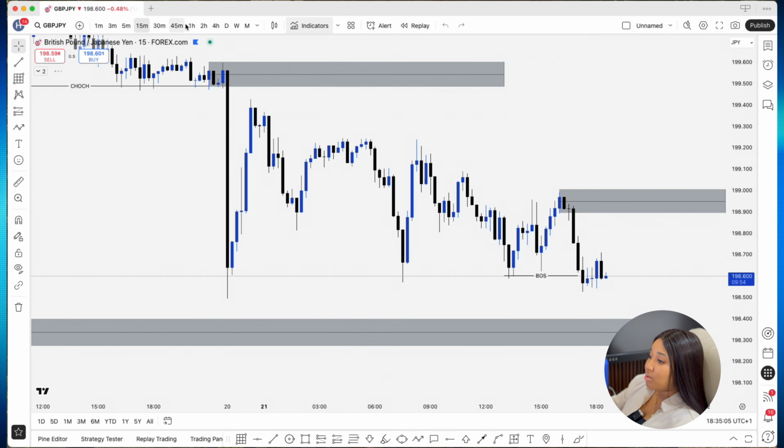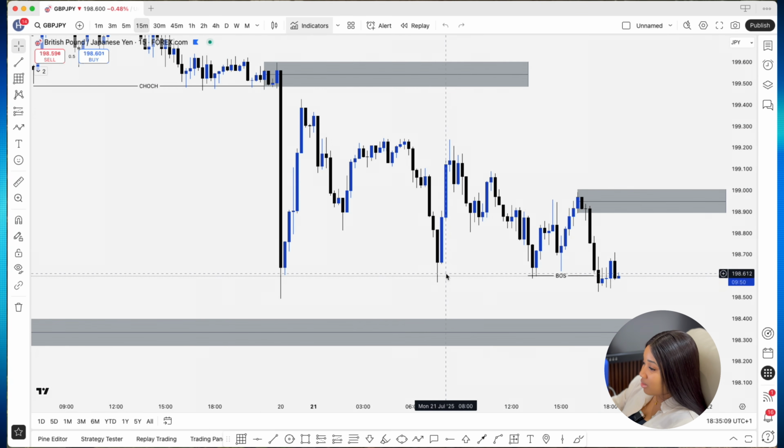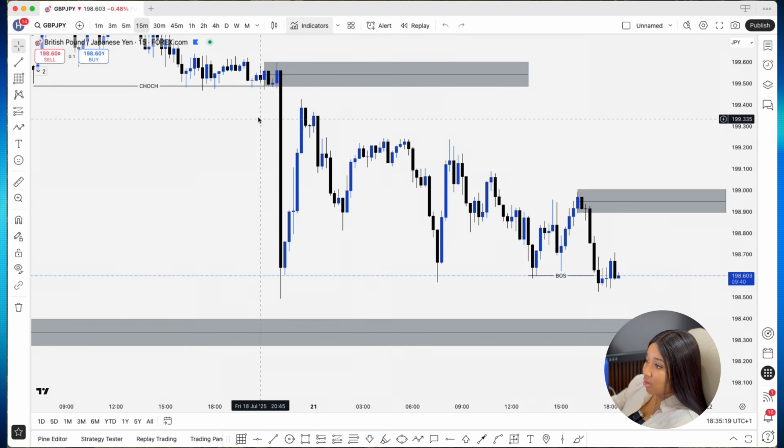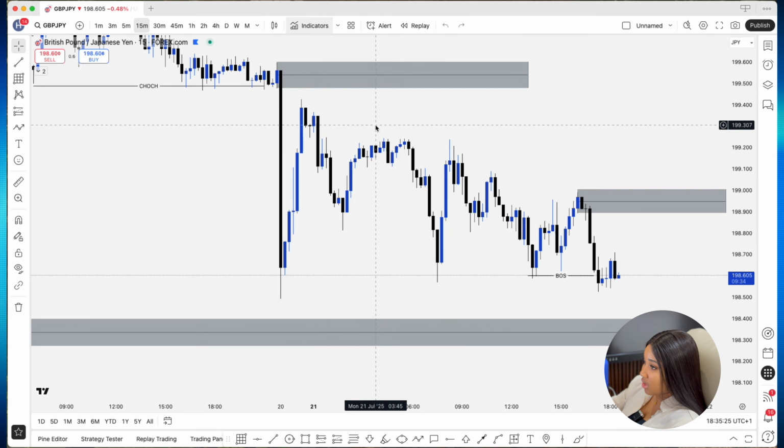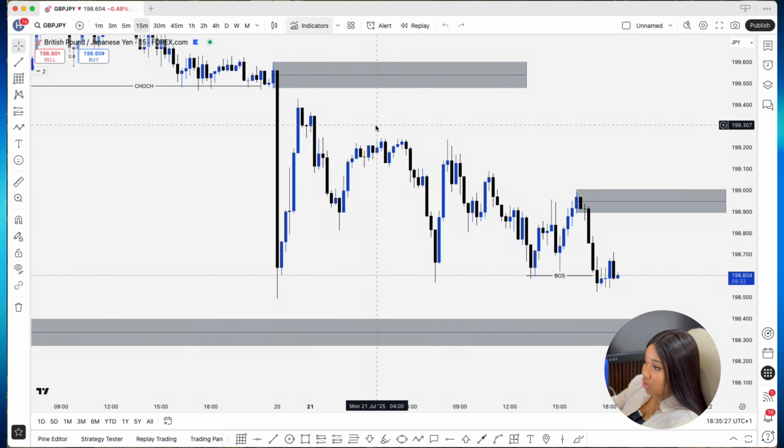Now, 15 minutes is my entry time frame. That is where I set my traps. That is even where I stop. I go lower to 5 minutes, 3 minutes, 1 minute if I want to take a confirmation entry. I've dropped a video on how to take a confirmation entry. So if you've not seen that video, go ahead and watch it after this one so that you understand what I do with the 5-minute, 3-minute, and 1-minute time frames.